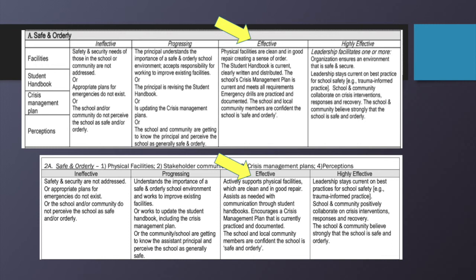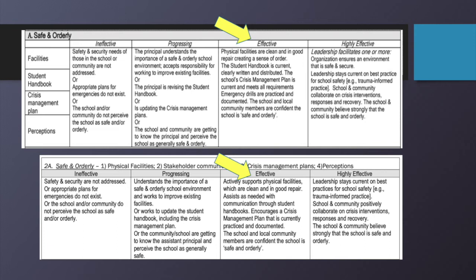So, to be an effective principal, according to the rubric, it says physical facilities are clean and in good repair, creating a sense of order. The student handbook is current, clearly written and distributed. The school's crisis management plan is current and meets all requirements. Emergency drills are practiced and documented. The school and local community members are confident the school is safe and orderly.